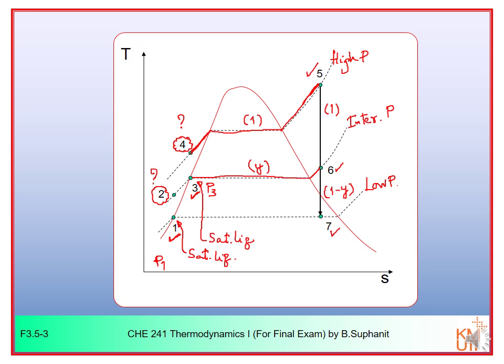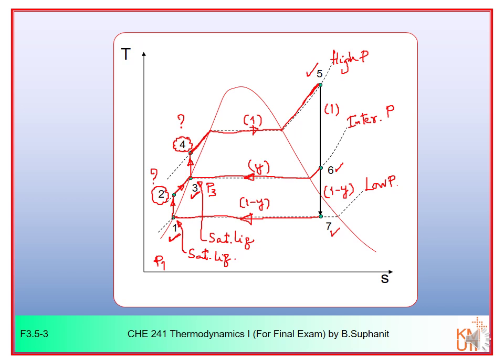The flow rate through the condenser from 7 to 1 would be 1 minus y. And we have to pump the liquid condensate from 1 to 2. We mix 2 with 6 to obtain 3, like this. And we pump 3 to 4 in the second pump, like this.